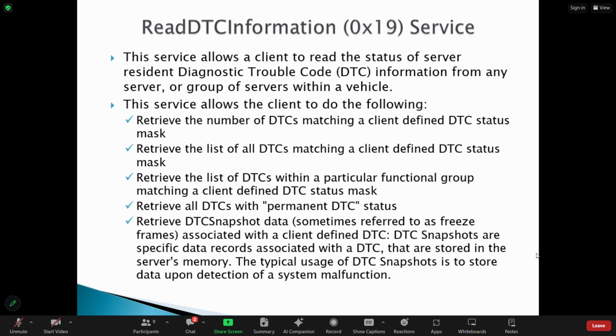Now the fourth point is retrieve all DTCs with permanent DTC status. Using 19 service, we can retrieve what all DTCs are supported for the project. Even what all DTCs are implemented in the project. Let's say 30 DTCs are implemented, so we will get which DTCs are implemented in the project.